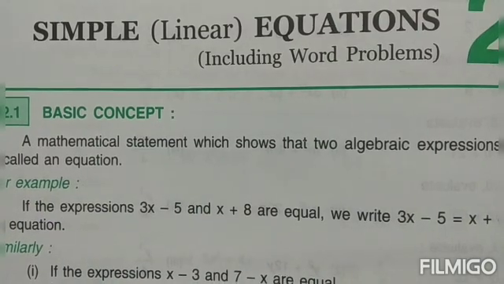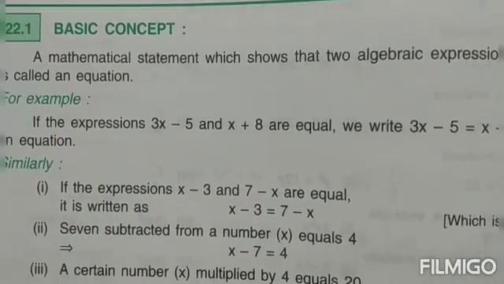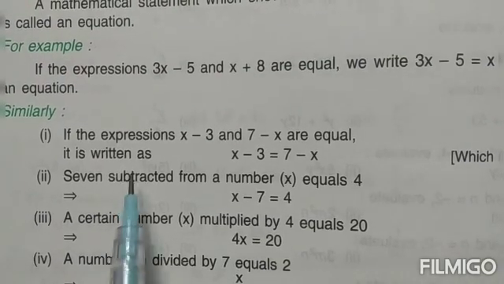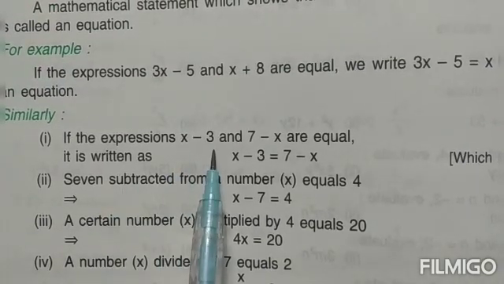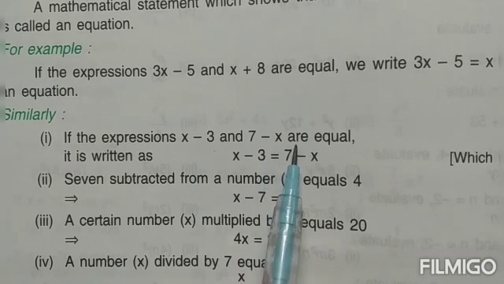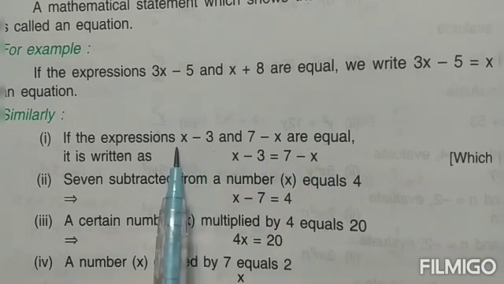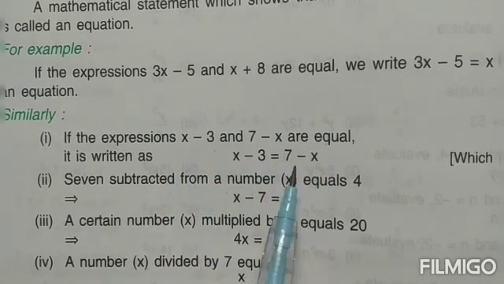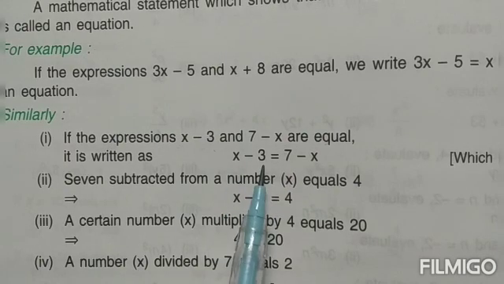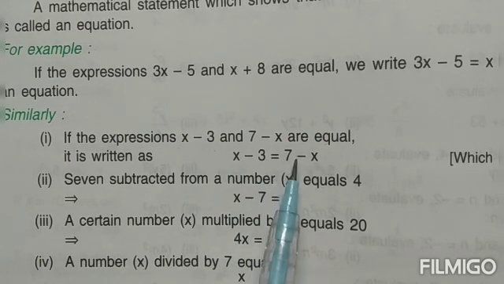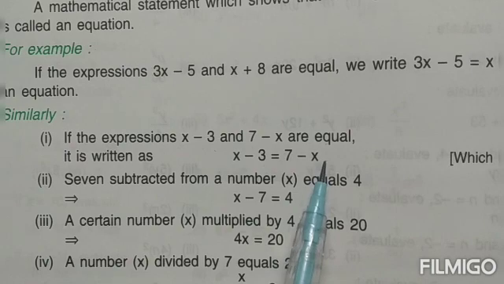known as an equation. For example, if the expression x minus 3 and 7 minus x are equal, how will you write them? You are going to write it in this way, children. X minus 3 is equal to 7 minus x.